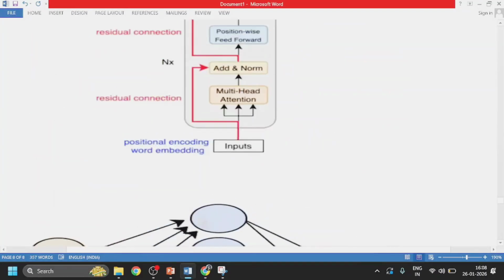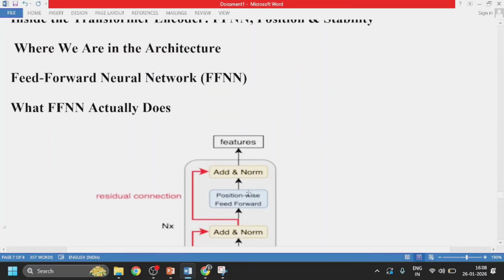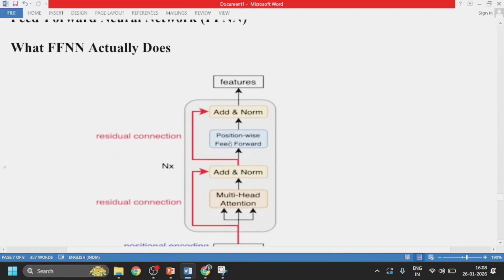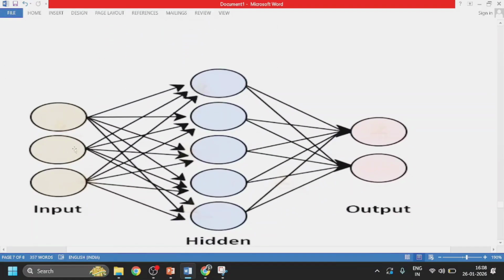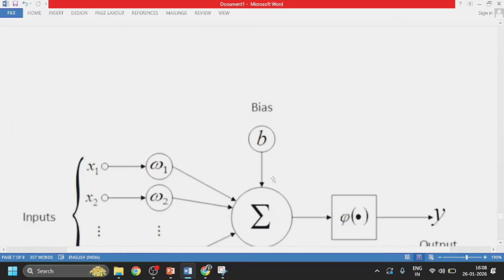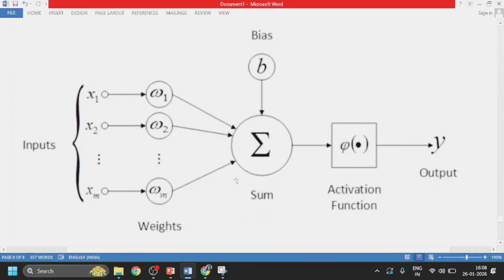Now we can see here the feed forward neural network. I think you already knew about the feed forward neural network; in deep learning, you already studied that. What is the feed forward neural network? This one has two linear layers with a ReLU activation in between. This is the feed forward neural network: input layer, hidden layers, and output layers. For example, this is the internal structure of the feed forward neural network. It has a linear layer with a ReLU activation function.